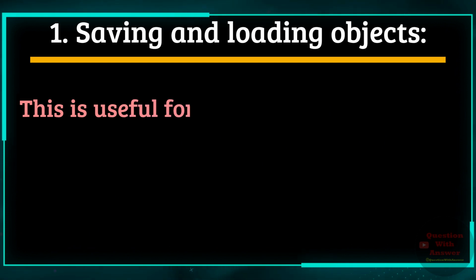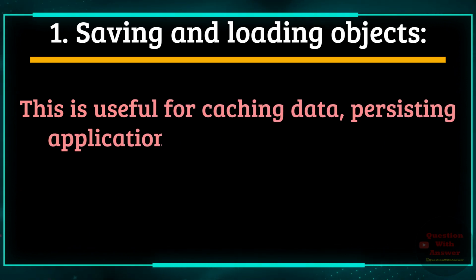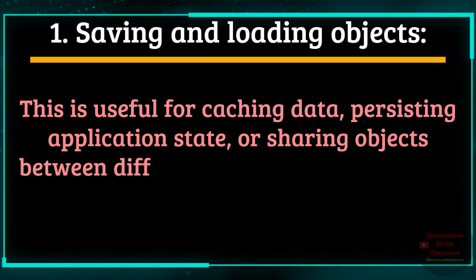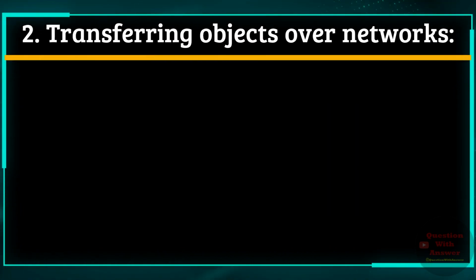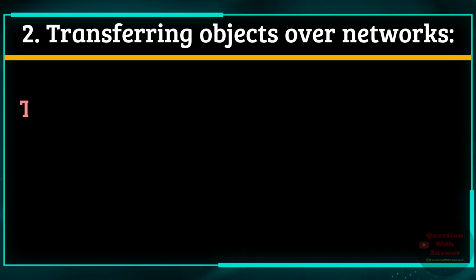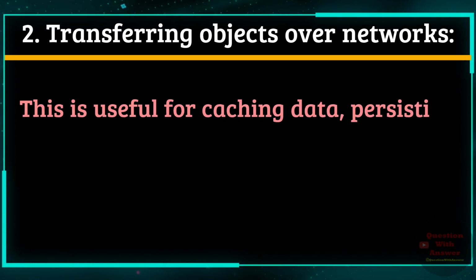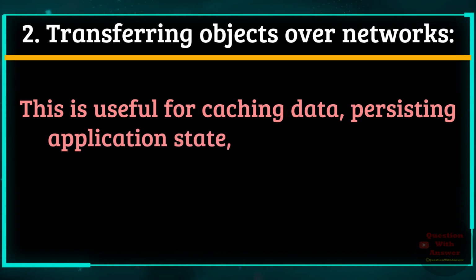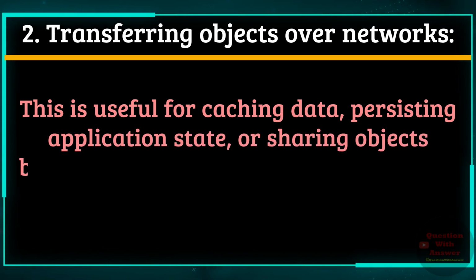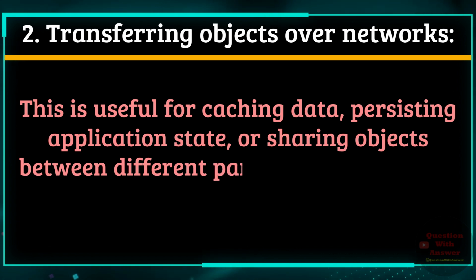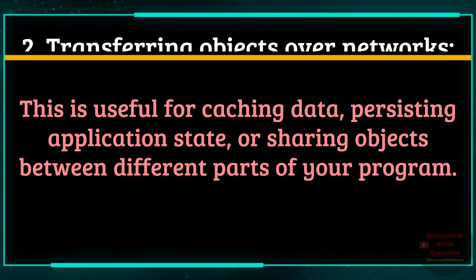This is useful for caching data, persisting application state, or sharing objects between different parts of your program. 2. Transferring objects over networks. Pickled objects can be transmitted over networks, like sockets or databases, because they are represented in a binary format. On the receiving end, the object can be unpickled to regain its original form.